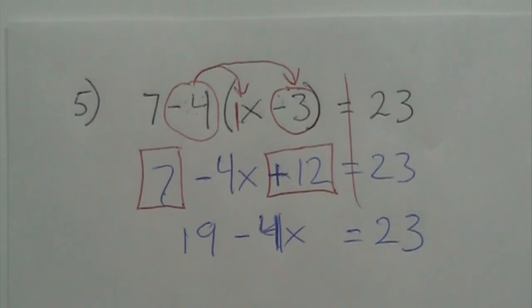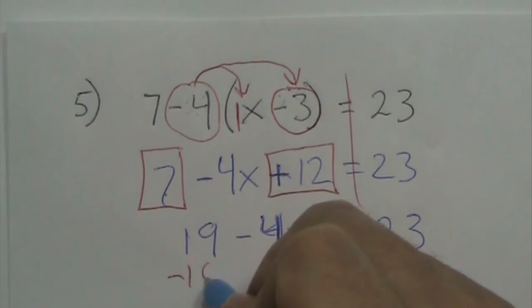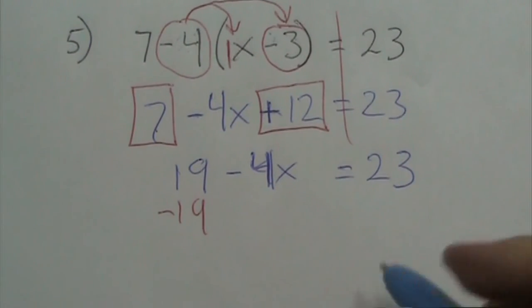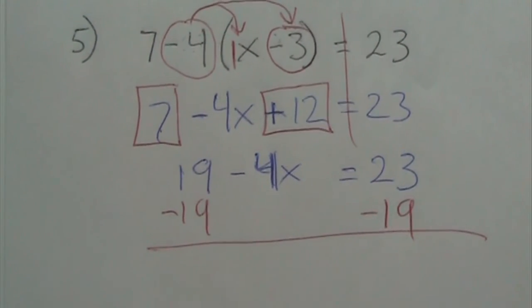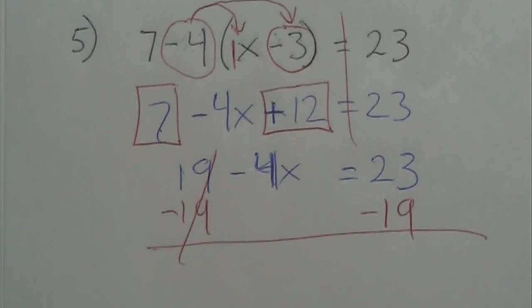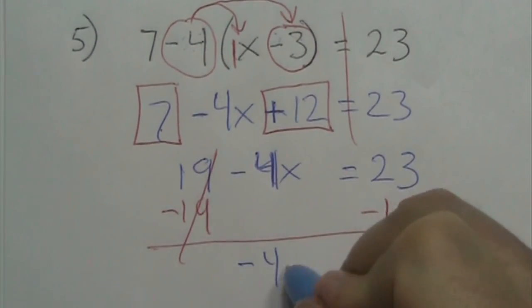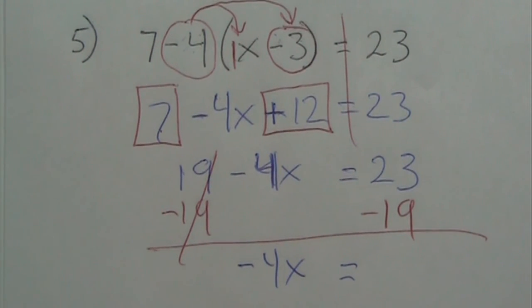Okay, two-step problem. Next step, get rid of the constant. To make the constant 0, but you have to do it to the other side also. That's 0. 23 minus 19.